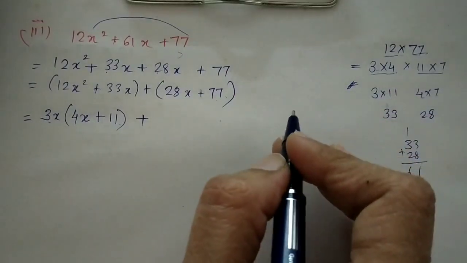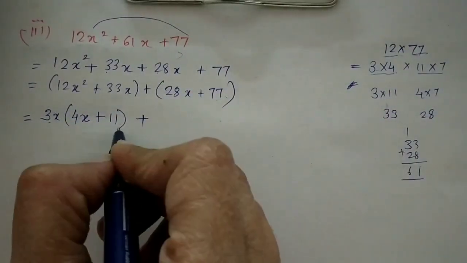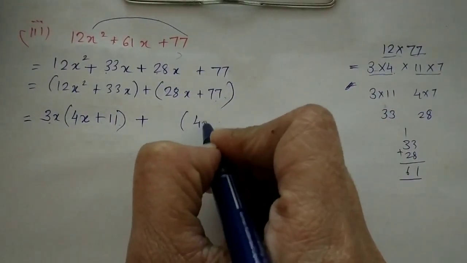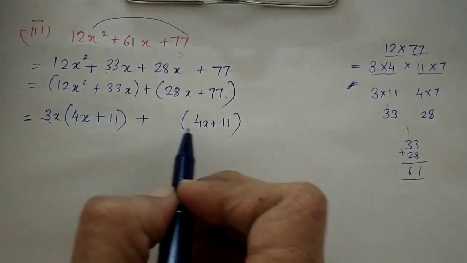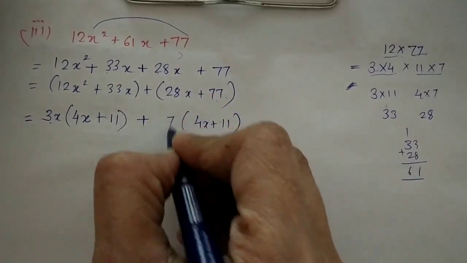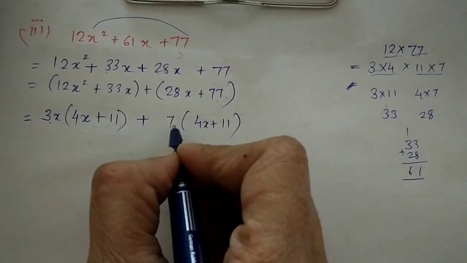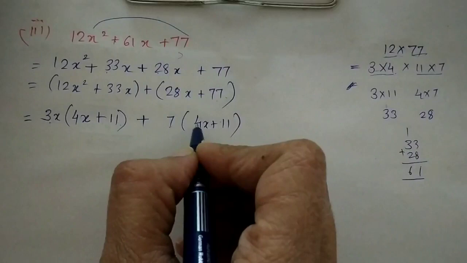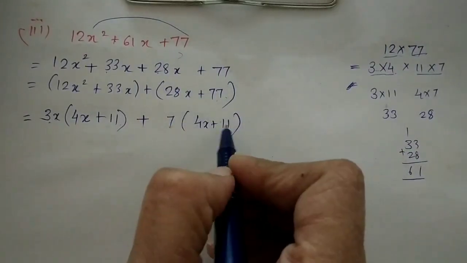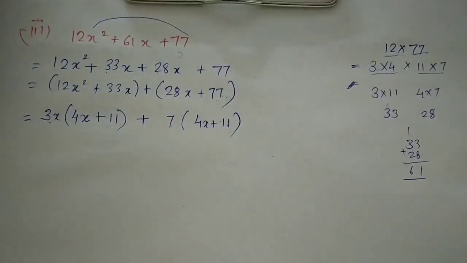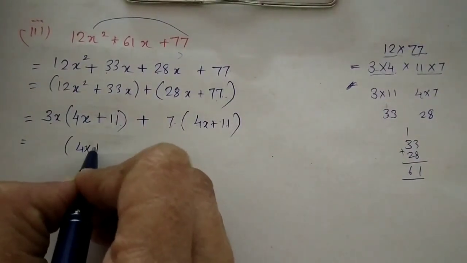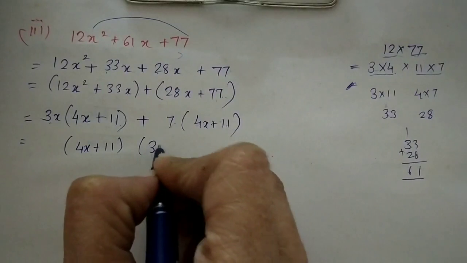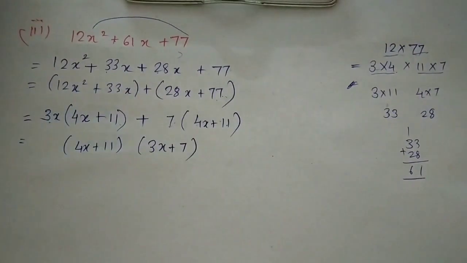And if you don't understand how to do it, if you get one bracket, the other bracket is going to be the same, 4x plus 11. Do it like this if you don't understand. Okay, and 4 into what gives 28? 4 7s are 28. This x is already here, so 7 4s are 28 into x, and 11 7s are 77. So we have already got the answer. Okay, so 4x plus 11 into 3x plus 7. So this is the answer for this question.